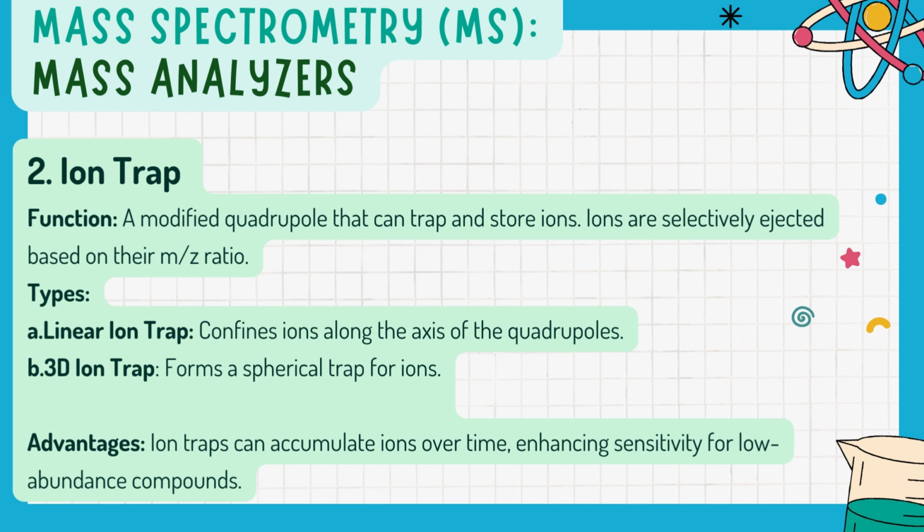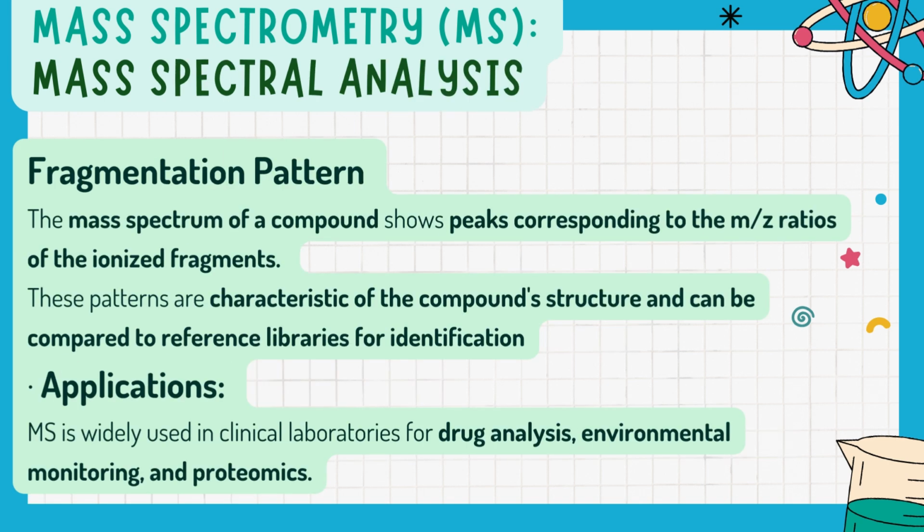And then the advantages would be ion traps can accumulate ions over time. So this results in an enhancement in sensitivity for low abundance compounds. Next, we have the mass spectral analysis.